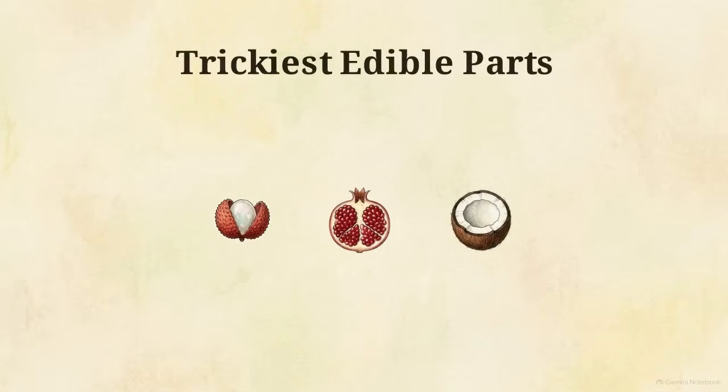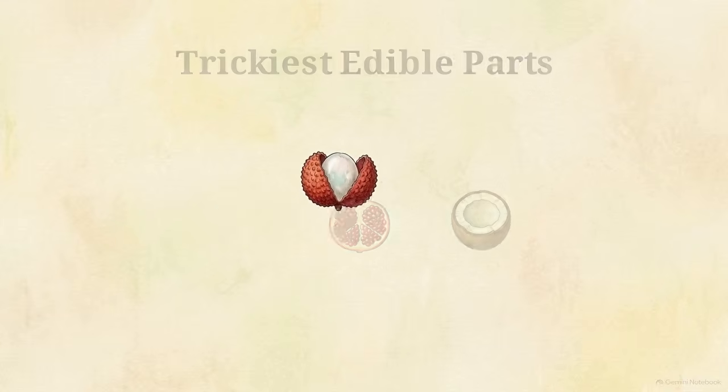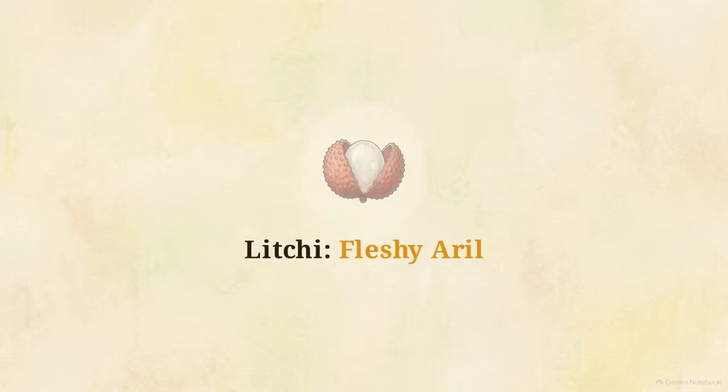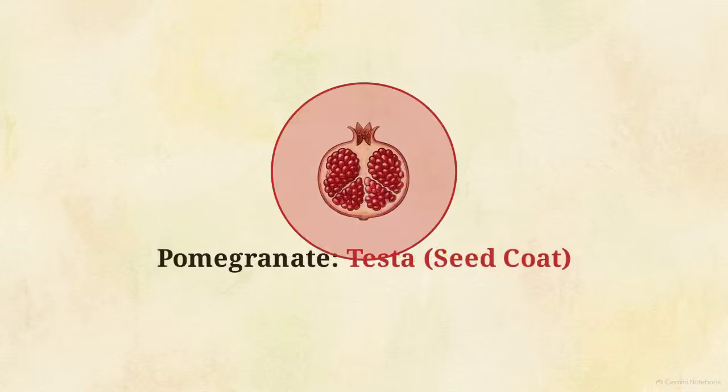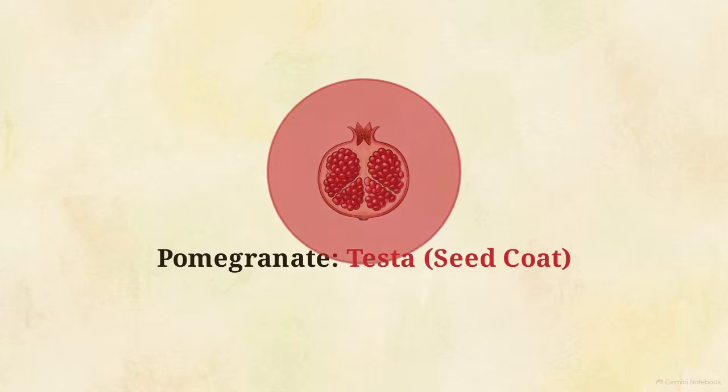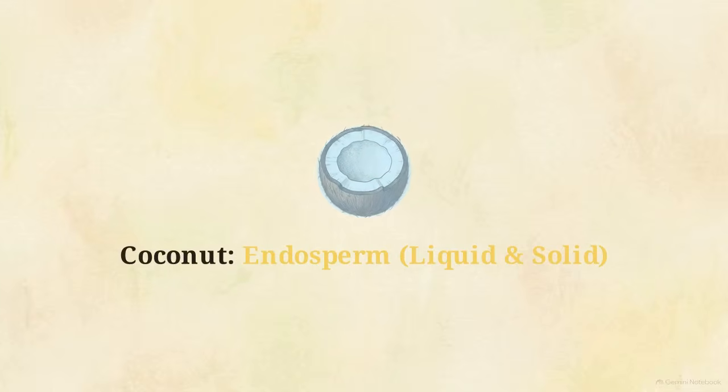Let's do one more rapid-fire match, focusing on the trickiest edible parts. For lychee, you eat the fleshy aril. For a pomegranate, it's the juicy seed coat, or testa. And for the coconut, as we saw earlier, you eat the liquid and solid endosperm.